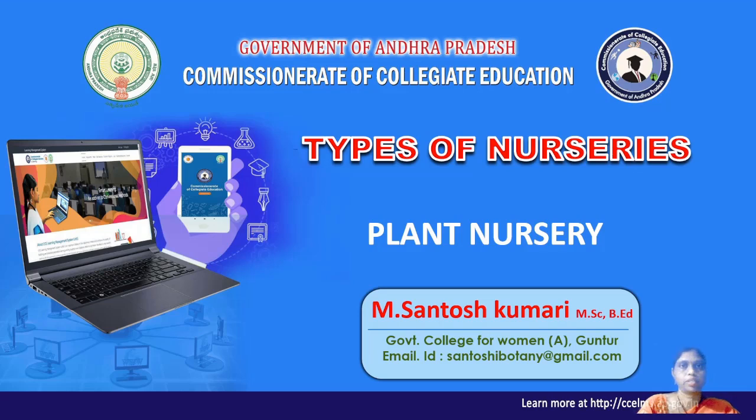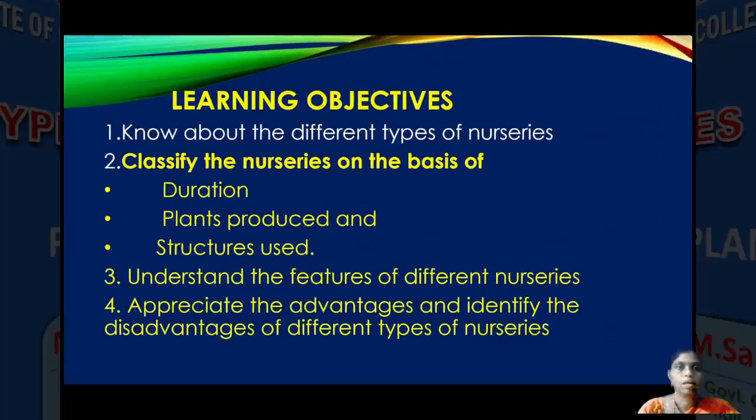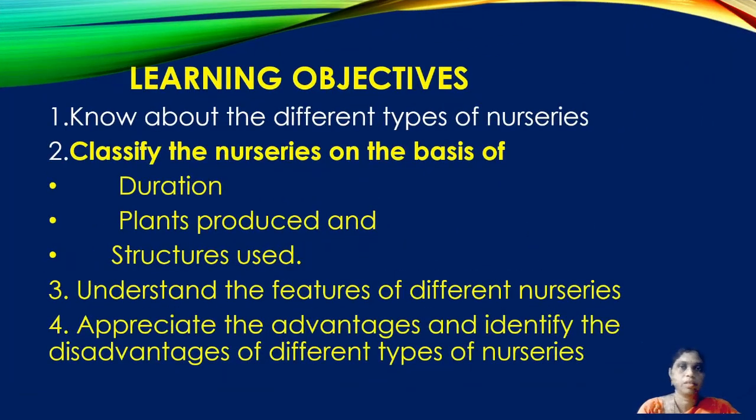Today in this video lecture, you are going to know about the different types of plant nurseries. The learning objectives of this topic are to know about the different types of nurseries, classify the nurseries on the basis of duration, plants produced, and structures used. Understand the features of different plant nurseries, appreciate the advantages, and identify the disadvantages of different types of plant nurseries.